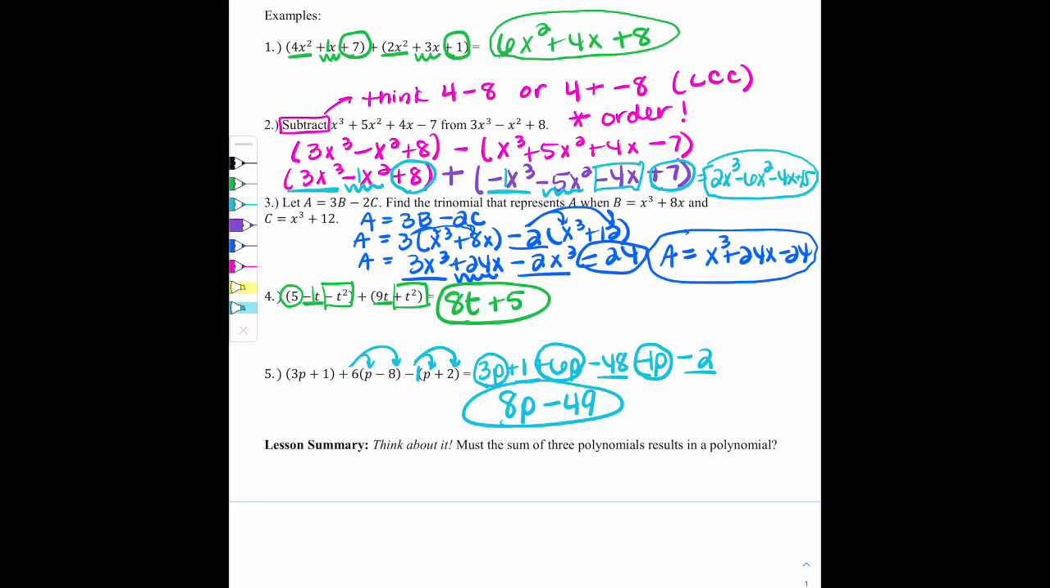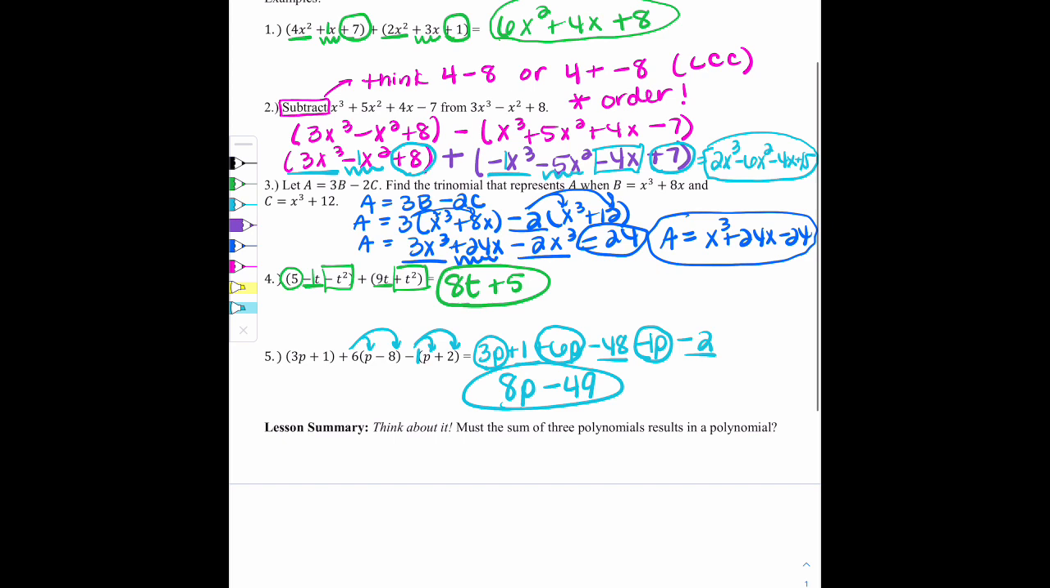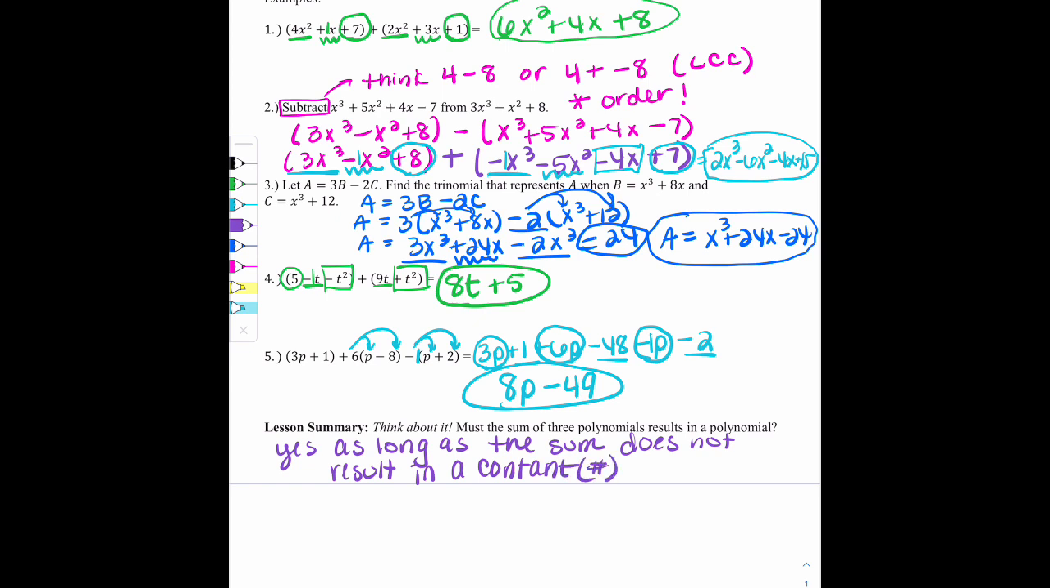Okay, so think about it. Must the sum of three polynomials result in a polynomial? Okay, the answer to this is actually yes, as long as the sum, so that means when you add them, does not result in a constant. And remember that a constant is a number. Okay, that's the definition for that.